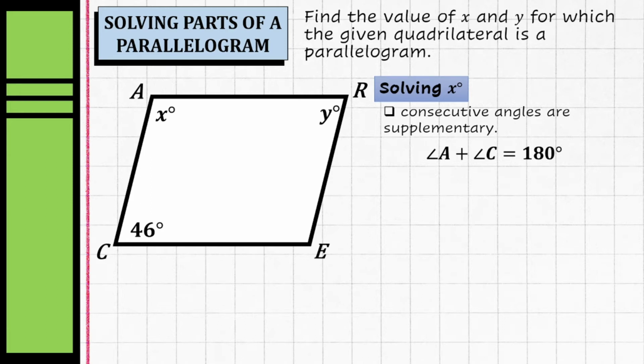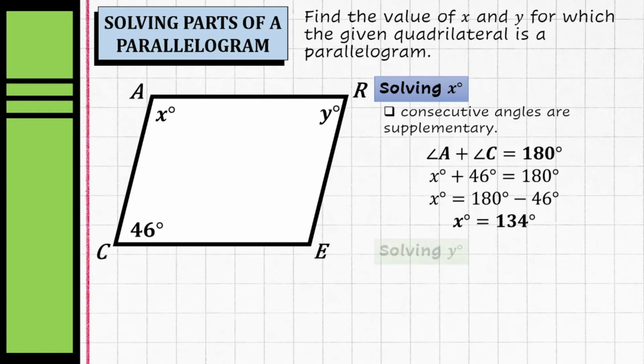Now let's substitute their value. We will have x plus 46 degrees is equal to 180 degrees. Then let's solve for the value of x by subtracting both sides by 46. And then simplifying that, we will have x is equal to 134 degrees.